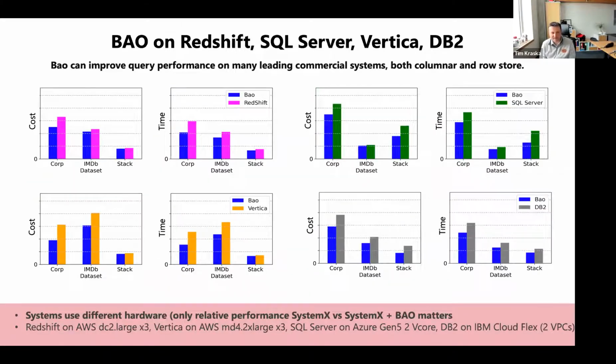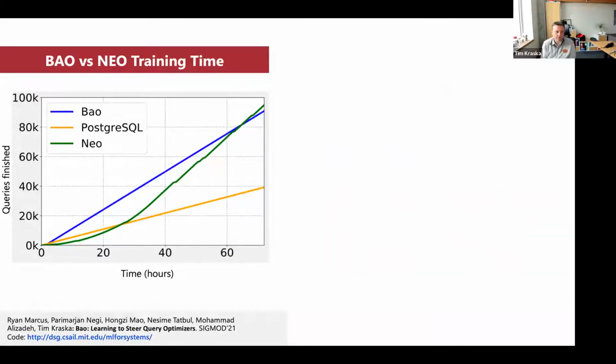The big advantage of that approach is that it allows us to install BAO, our learning-based hint generator, on top of other systems without changing the system itself. So we actually use BAO on top of Redshift, SQL Server, Vertica, DB2, and this is really running BAO in front of the traditional system, but using the traditional system to execute all the queries. And what we see across the board for different workloads is a cost and time benefit of up to, let's say, 30 to 50%. Yeah. We also used it on top of Postgres.